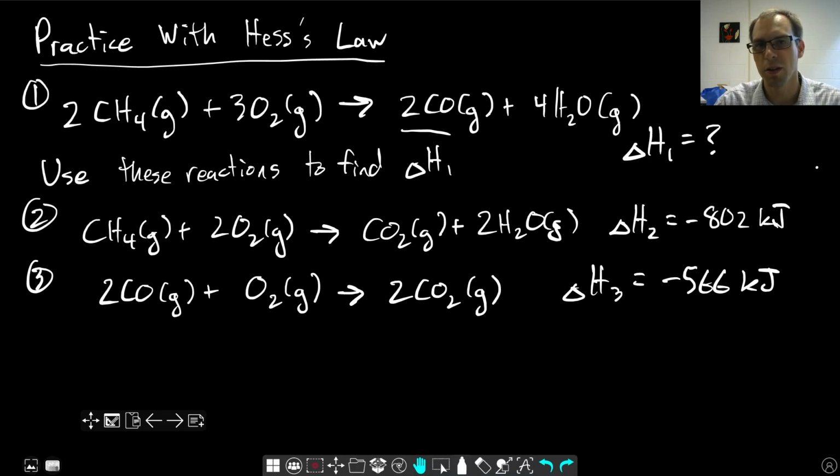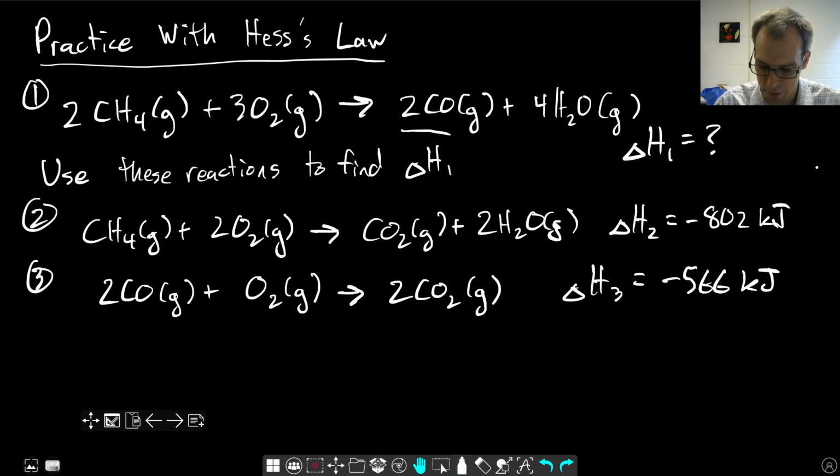So in this video, we're going to look at an additional example with Hess's law and get some practice with it. And this is an example of why this is so powerful. Because our first equation we're looking at is a combustion reaction with methane. But it's not a typical combustion reaction.